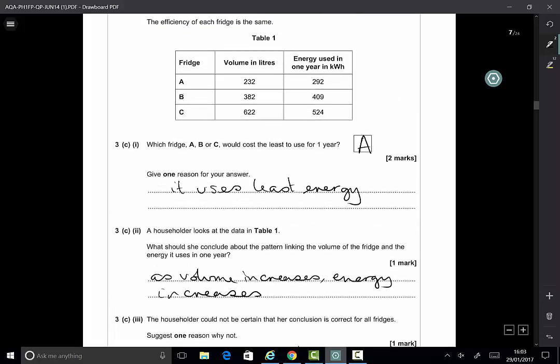Equally, you could just say she only used 3 fridges. If you said she used 3 fridges, that wouldn't be enough to get you the mark, because it's not implying that you know that 3 fridges is a small number of fridges.